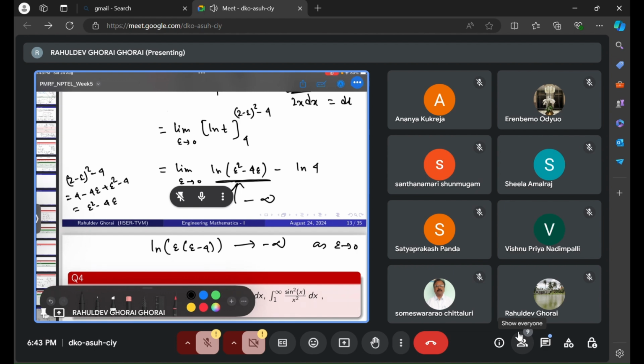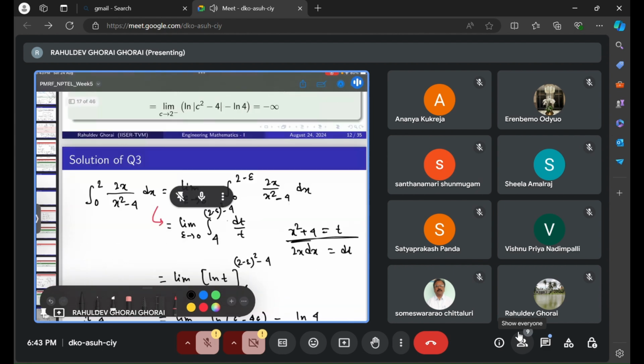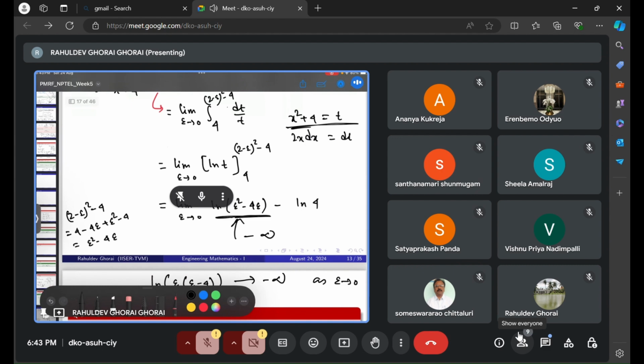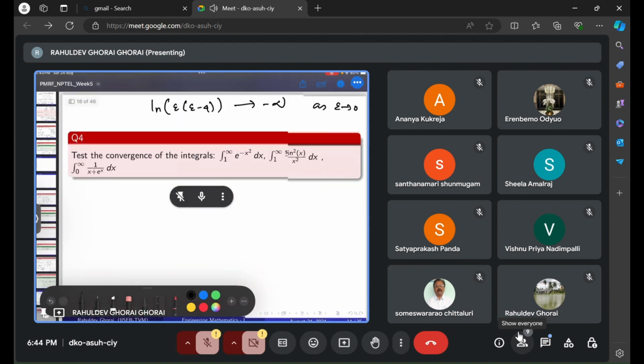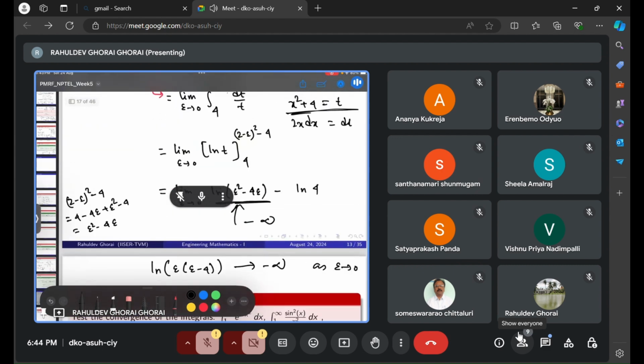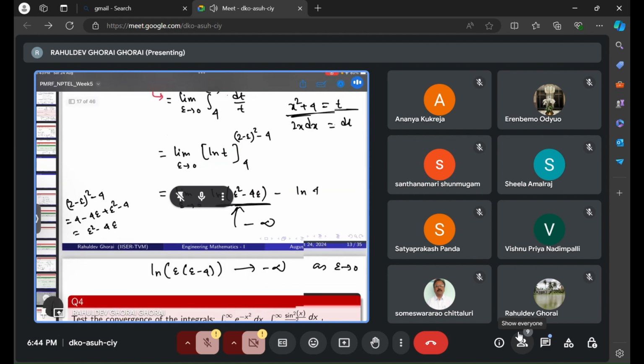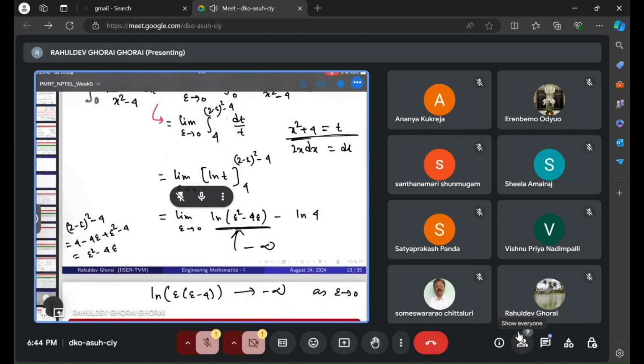This integral is not convergent, it is a divergent type of integral. So if you take 0 to 2, although the domain is bounded, you are only integrating from 0 to 2, still the integration is not finite. Okay. Hope everything is okay till now. If you have any doubts, please ask me. Any doubt here?